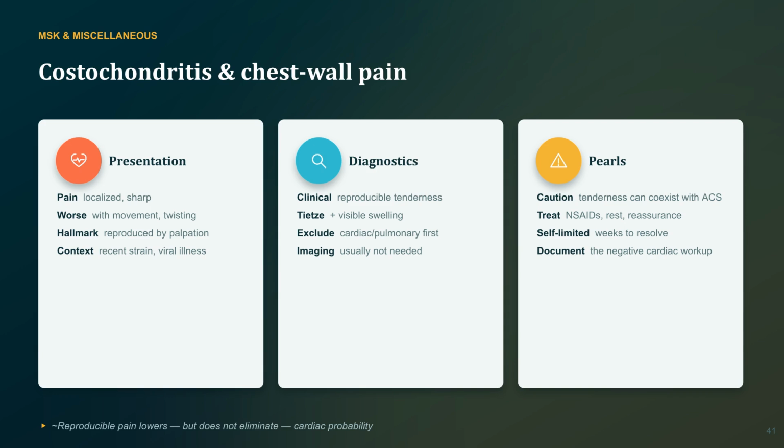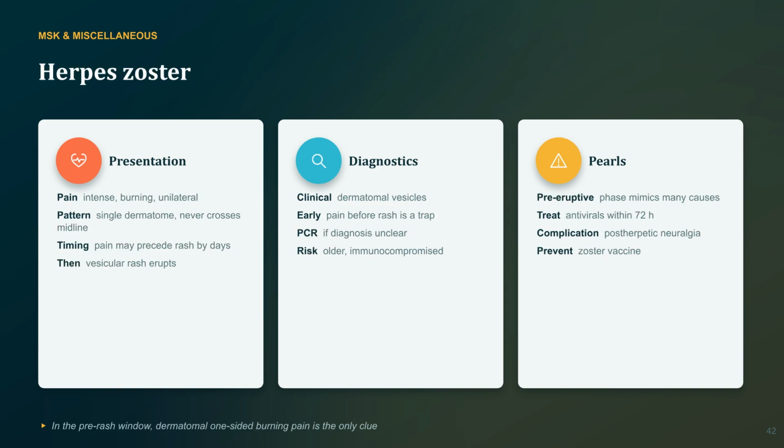Costochondritis causes sharp, localized pain that worsens with movement. The hallmark finding is tenderness when palpating the rib cartilage. While it is a common diagnosis, always document the negative cardiac workup to ensure you have not overlooked more serious pathology. Herpes zoster, or shingles, causes intense burning pain in a single dermatome.